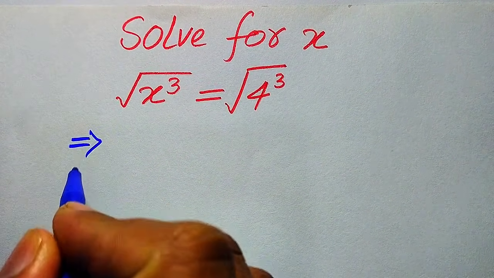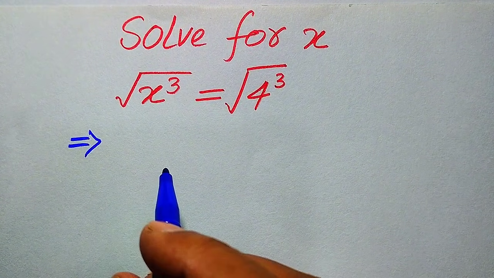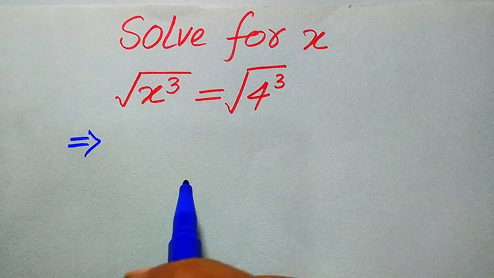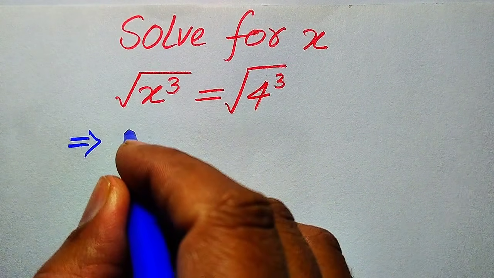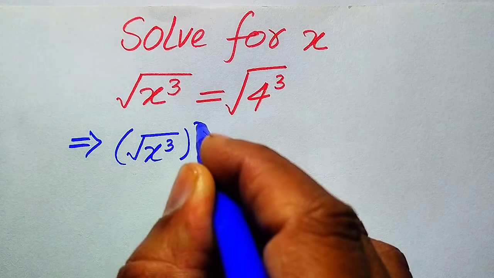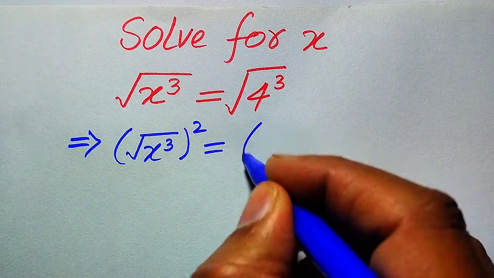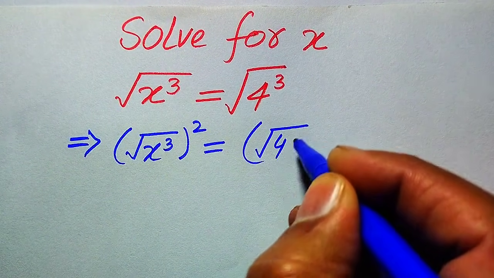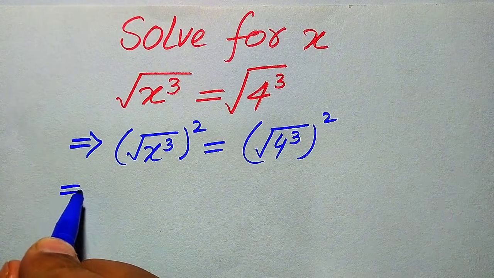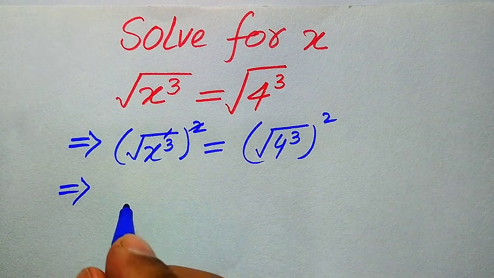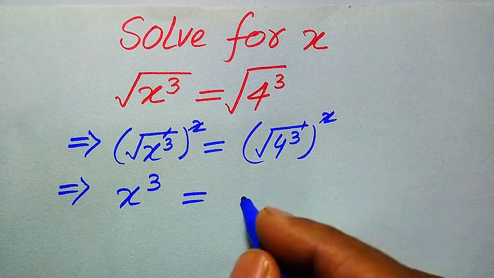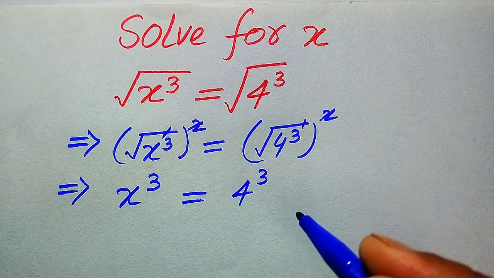And now in the first method, first we need to remove this square root sign from both of the sides. In order to remove the sign we need to take a squaring on both of the sides. When we apply squaring, it will be written in this form: the square of the square root of x cubed equals the square of the square root of 4 cubed. Further, in the next step, the square and the square root cancel out by each other, and we get x cubed equals 4 cubed.